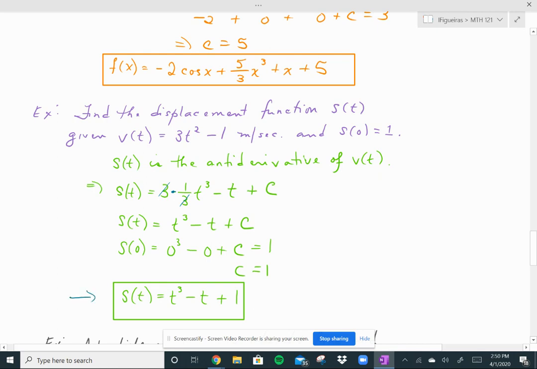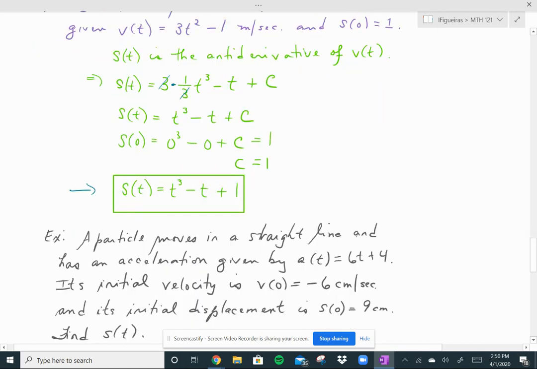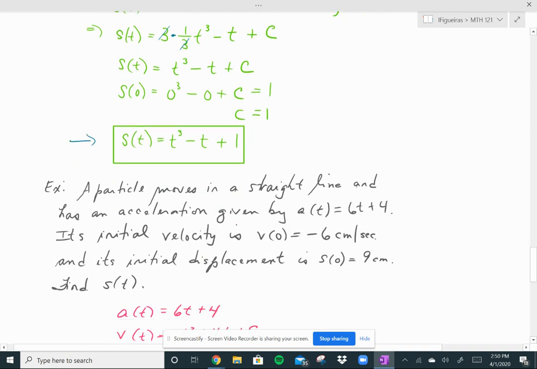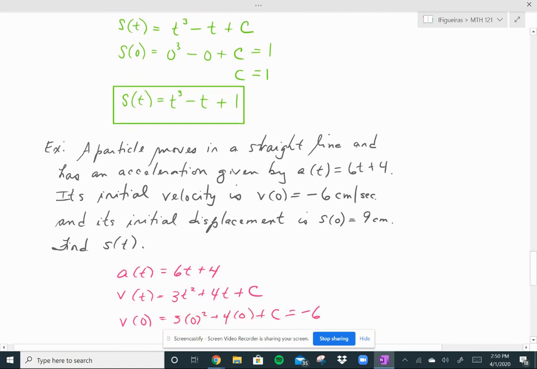Okay, here's another. We have a particle moving in a straight line that has an acceleration given by a of t equal to 6t plus 4. Its initial velocity is v of 0 equal to negative 6 centimeters per second, and its initial displacement is s of 0 equals 9 centimeters. And then we want to find the function s of t.